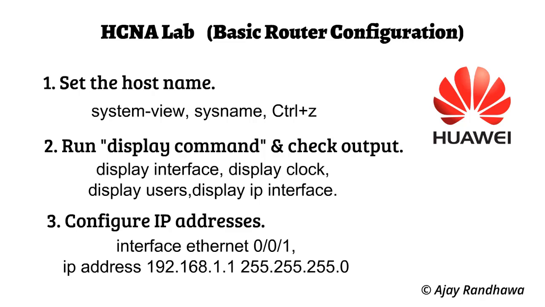Now my second practical is to run display commands and check the output. I am using the display interface command, which shows lots of details of different interfaces. The second command is display clock, which shows the time information, time zone information and date information. The third command is display users. It shows which users are configured, whether using the CLI mode or any other users that are configuring this router.